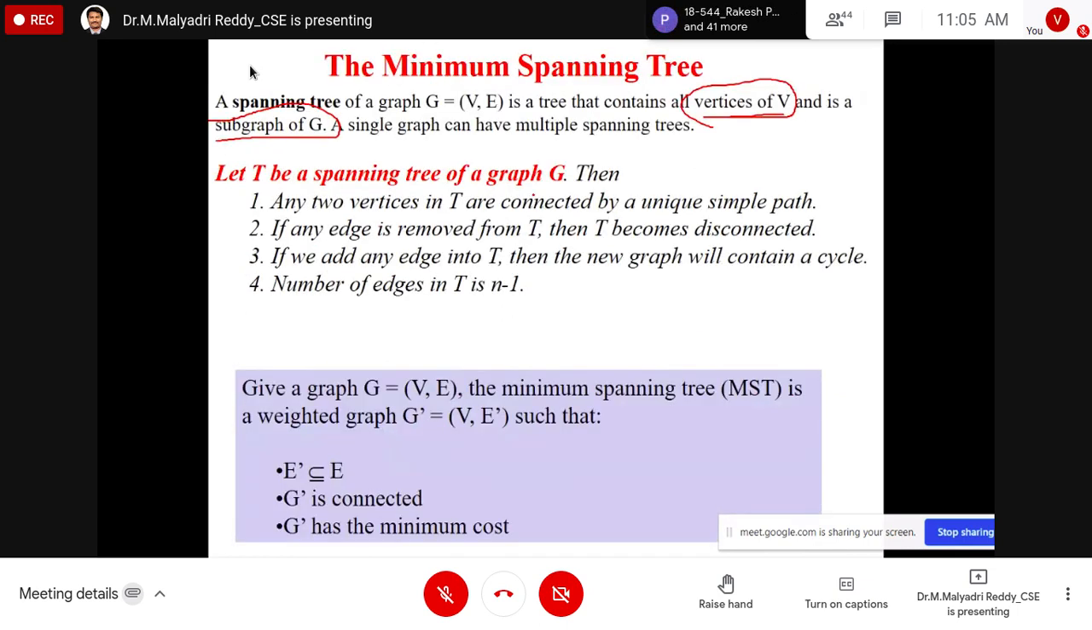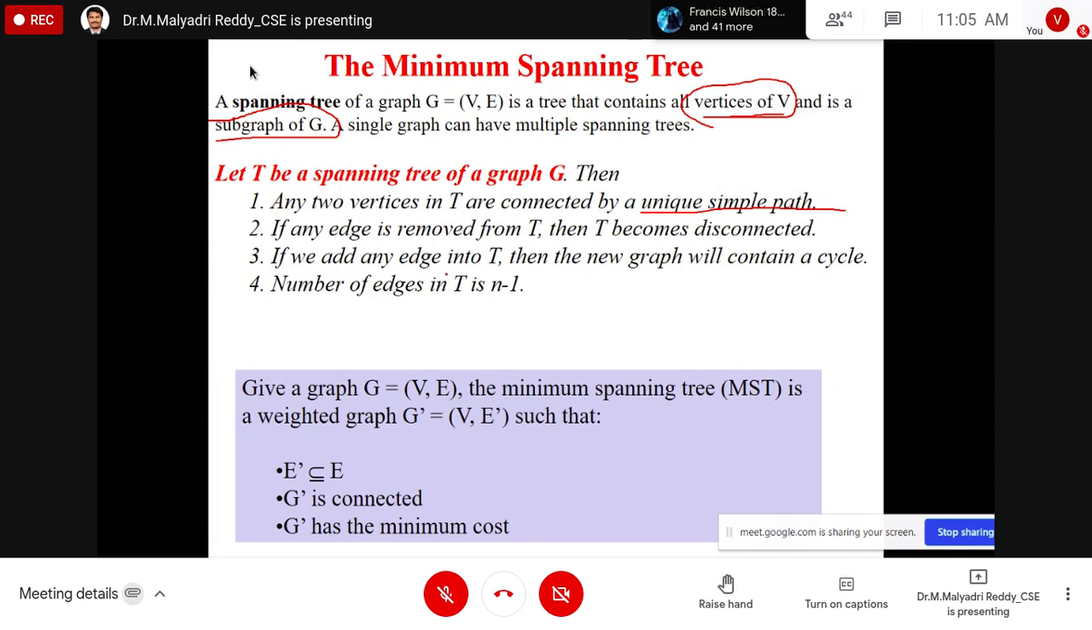The rule of the spanning tree is that any two vertices in the tree are connected by a unique simple path. That means between any two nodes, only one path exists. There are no multiple paths or parallel paths. Only one path exists between any two vertices. If any edge is removed from the tree T, then T becomes disconnected. Suppose we remove any one edge, immediately the tree becomes disconnected and two different trees will be formed.